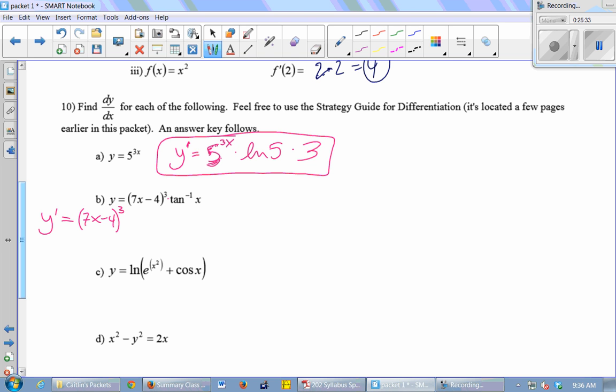So you don't have to do anything. You just write down the first function, 7x minus 4 cubed, times the derivative of the second. What is the derivative of arctan x? You got it, yeah. 1 over 1 plus x squared. So it's first times the derivative of the second plus the second, we just copy it down, arctan x, times the derivative of the first. What is the derivative of 7x minus 4 quantity cubed?